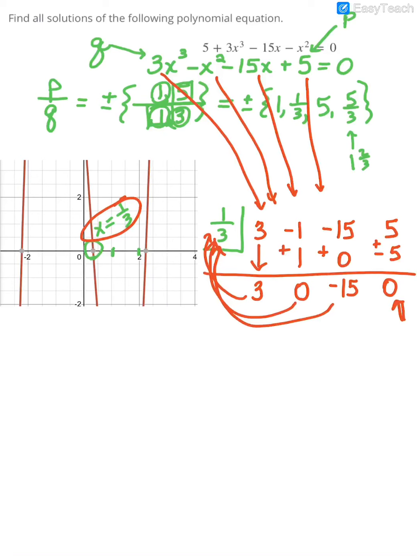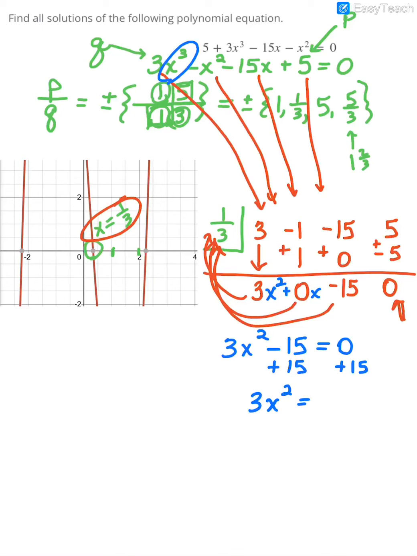And then if I look at my depressed polynomial at this point, if I started out with x cubed up here, then this is now 3x squared. The 0 would be the coefficient of x, and the -15 would be your constant. So if you take that depressed polynomial and set it equal to 0, then you can solve to find your other zeros. I would add 15 to both sides. So 3x squared is equal to 15. And then I would divide both sides by 3. So in that case, x squared is 5.